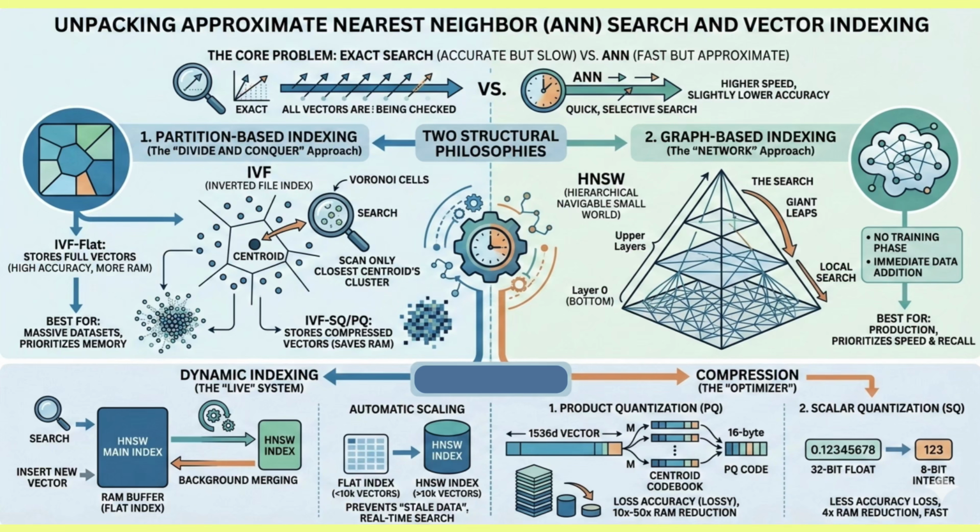Then we have scalar quantization, a simpler alternative to PQ. Instead of grouping dimensions, it simply changes the precision of the numbers. For example, converting 32-bit floats into 8-bit integers. The trade-off is that it's much faster to compute than PQ and loses less accuracy, but it only offers a 4x reduction in memory, whereas PQ can offer 10 to 50x.